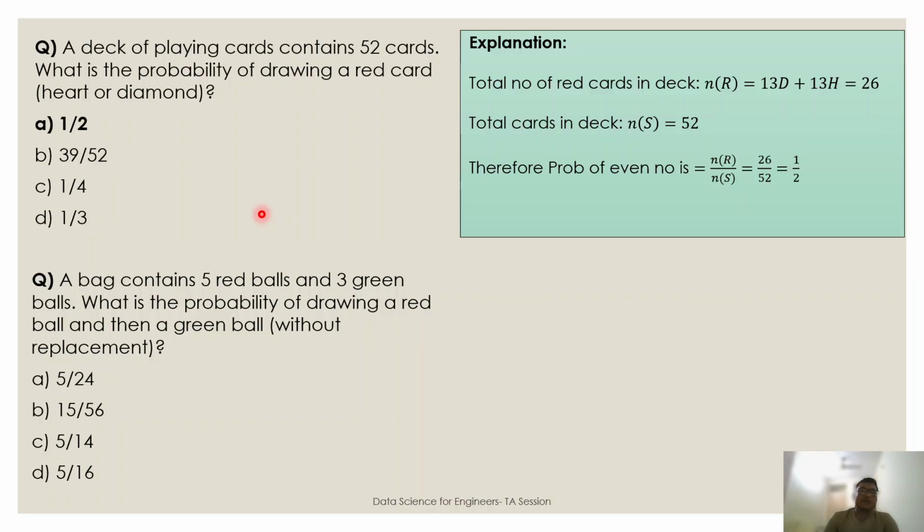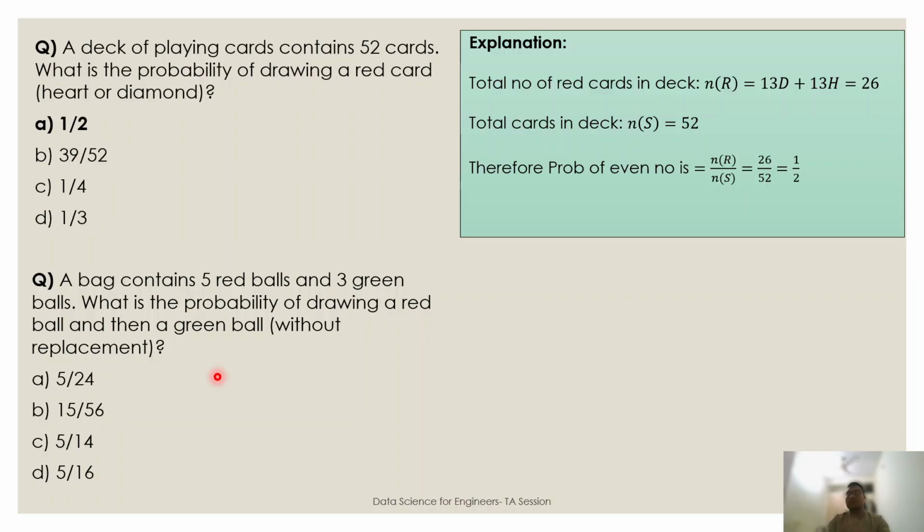Okay. Moving towards the next question. Right now, these are very basic examples. I'm just giving different examples which will generally be asked in the exam. You have a bag which consists of five red balls and three green balls. What is the probability of drawing a red ball and then a green ball without replacing it?